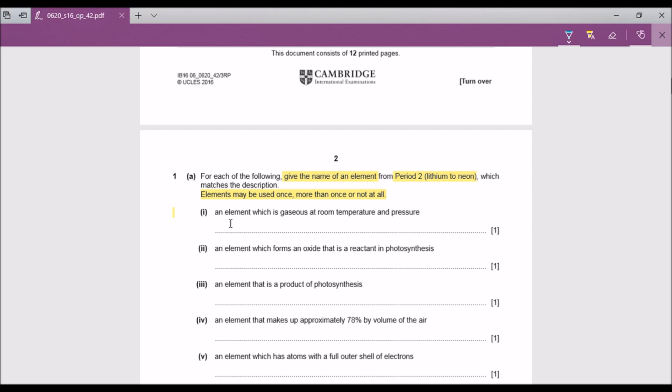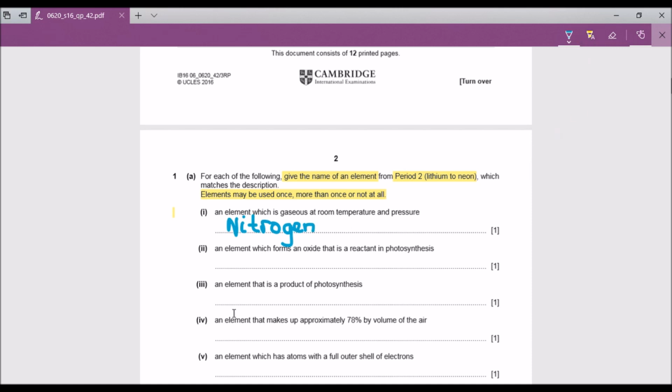So anyways, part 1 reads, an element which is gaseous at room temperature and pressure. From the periodic table, we can pretty much derive that nitrogen, oxygen, fluorine, and neon are all gaseous at room temperature, so they are all valid answers. You can write any of them. For this, I just write nitrogen because that's the simplest one that comes to my mind right now, although you can write fluorine, neon, or oxygen as well.